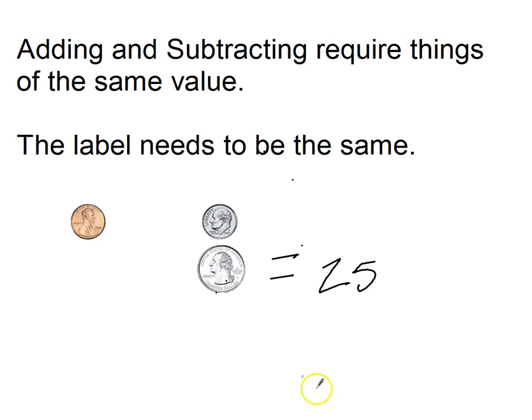That's not working. I'm going to have to use the mouse. This is worth 10 cents, okay? Notice I changed both of these into pennies, and that's what I'm doing. The label needs to be the same, right? This is worth 10 pennies, and this is worth 25 pennies, so together it makes altogether 35 pennies, okay?